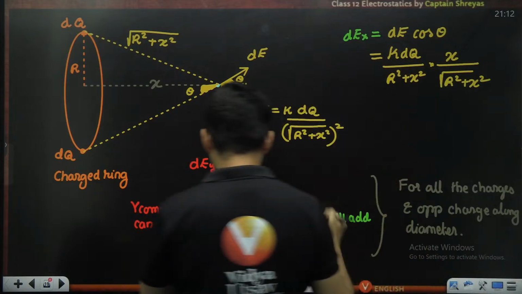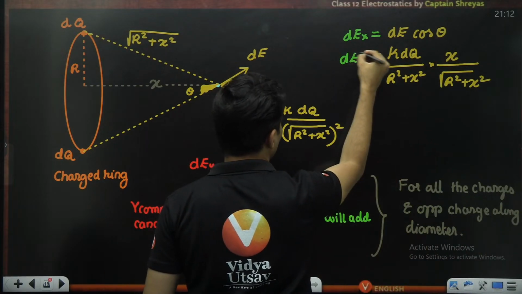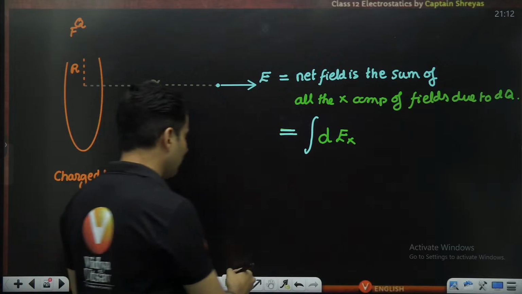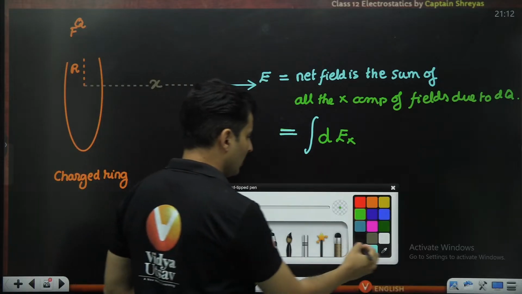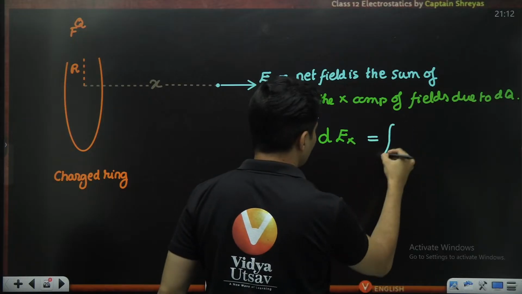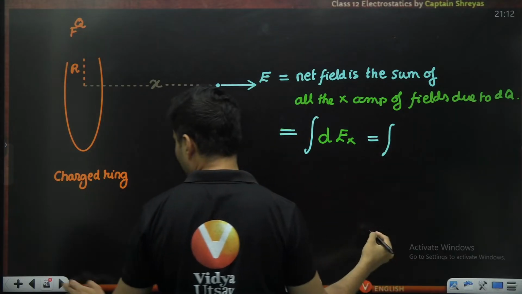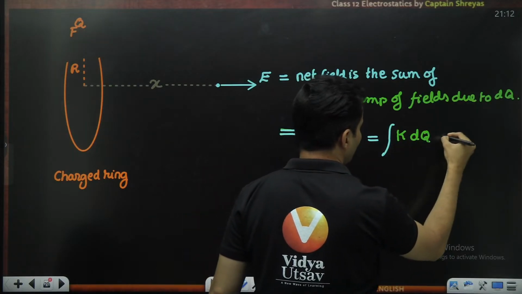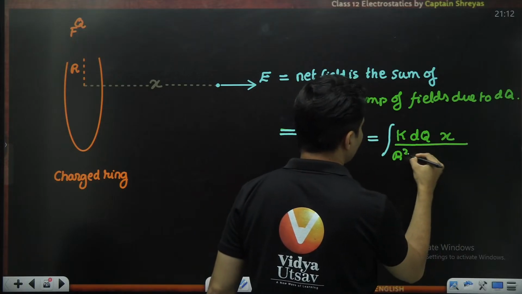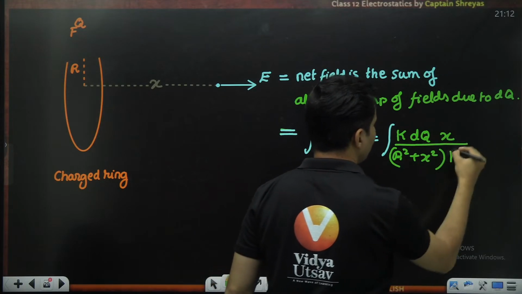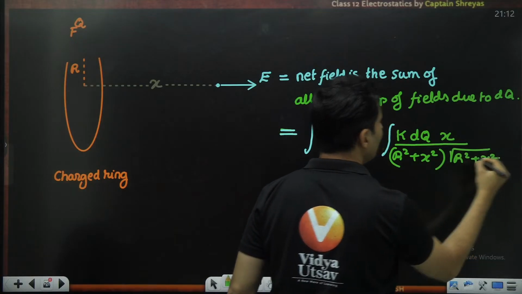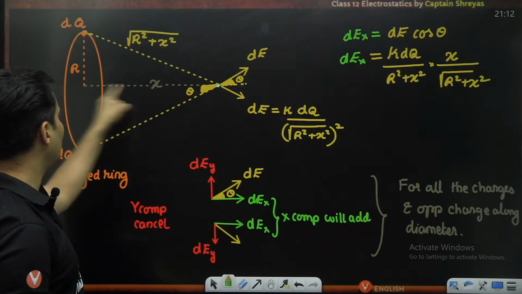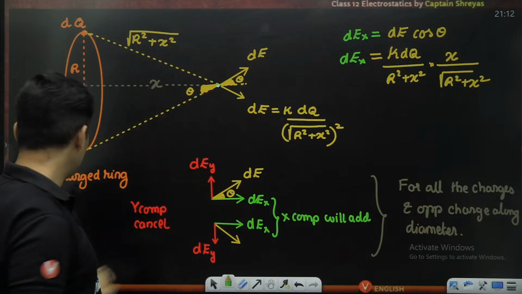So when you substitute this particular value over here, you will get the integral. So it is not that big a deal, even if you try to do it. So integration of, just try to put this entire value, guys, k dq x divided by r square plus x square, the whole thing into root of r square plus x square. You will see x is actually a constant. Don't get scared. x is the same. No matter which charge you take, for all the charges, the x value is the same.